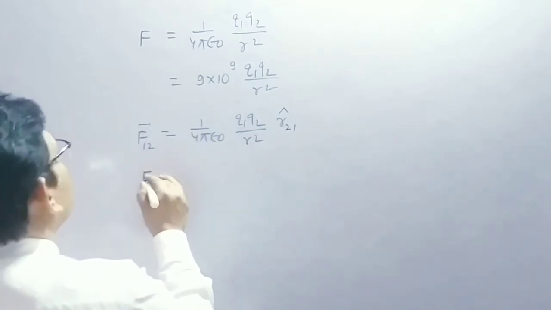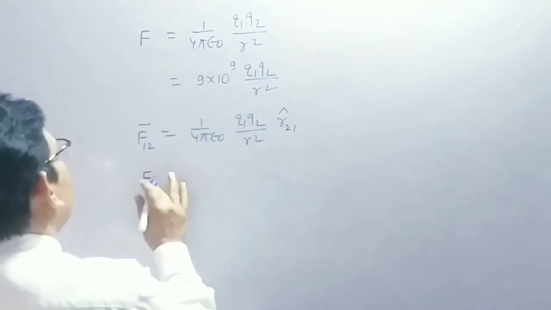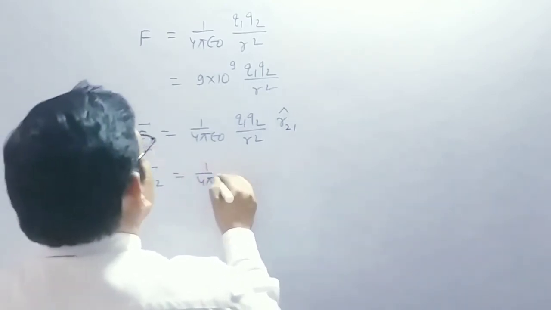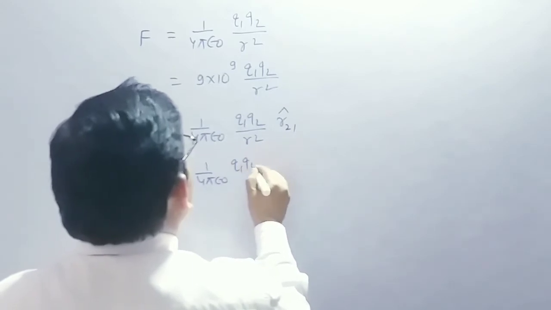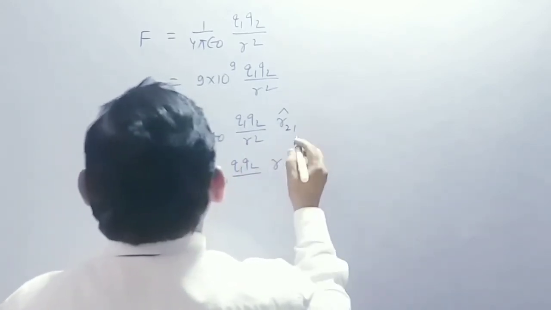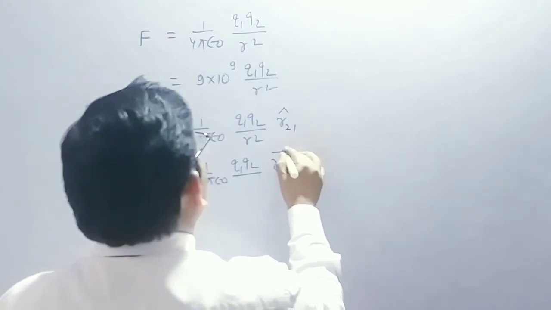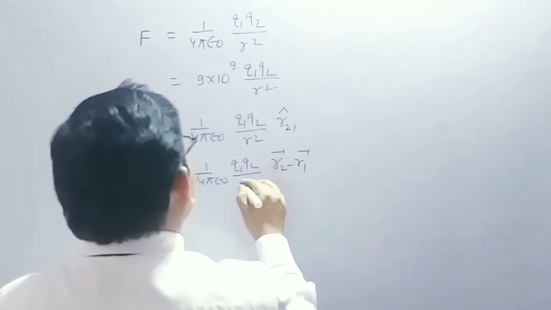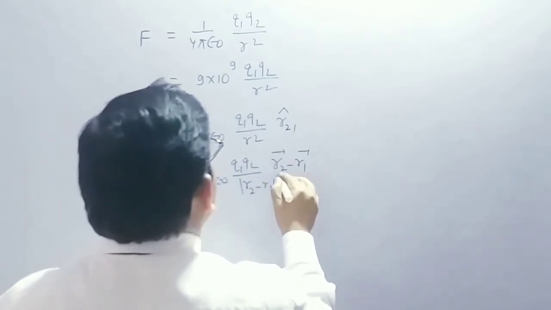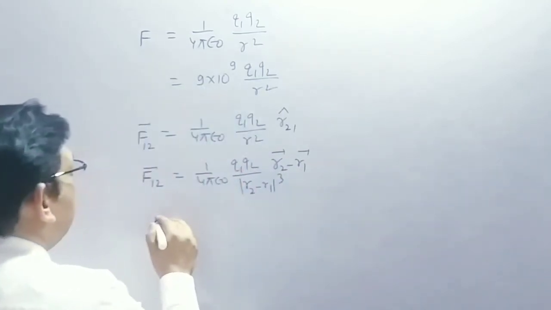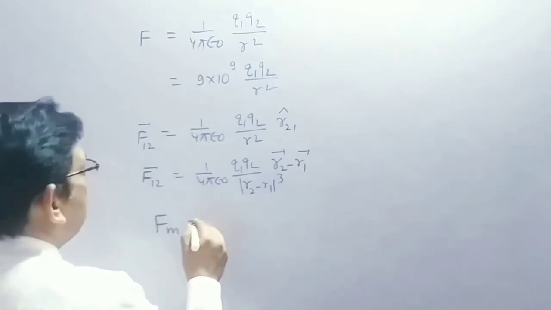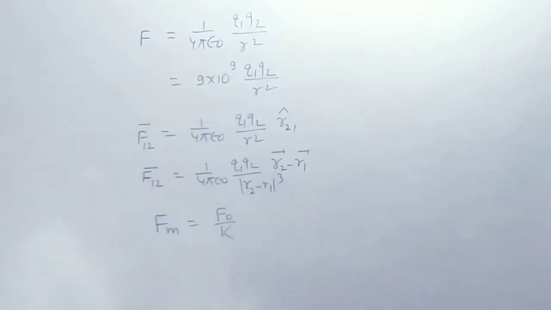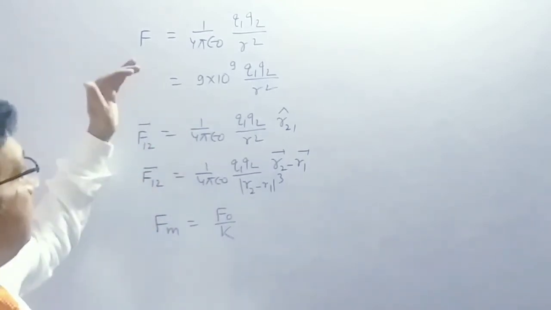In terms of position vector, we have written 1 by 4 pi epsilon Q1 Q2 by vector R2 minus R1 cube. Then we got a result from dielectric constant, force in medium is F naught by K. So these are the formulas for today. Now let's solve some questions on Coulomb's law.